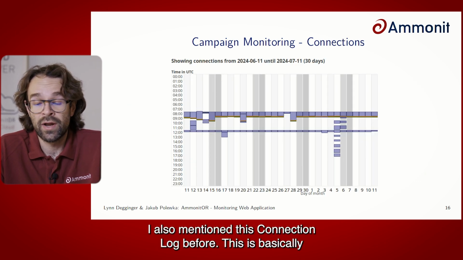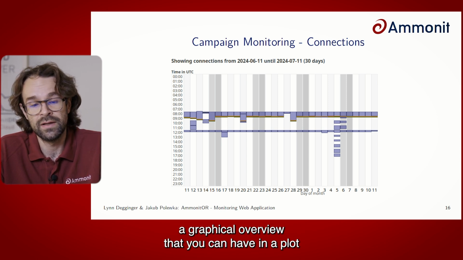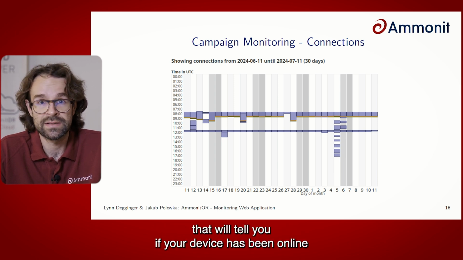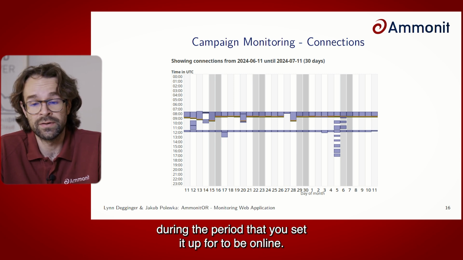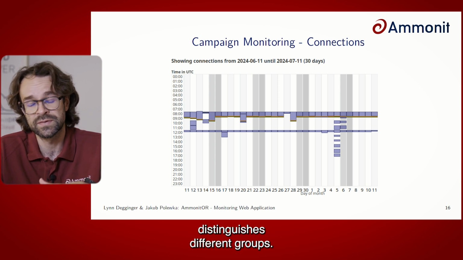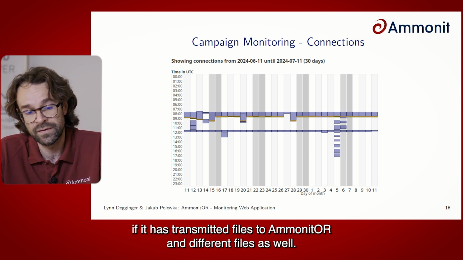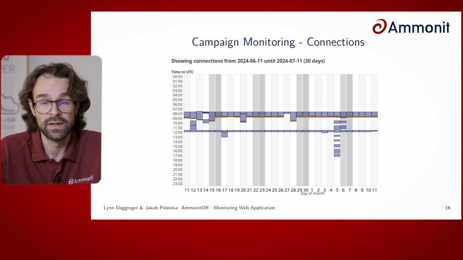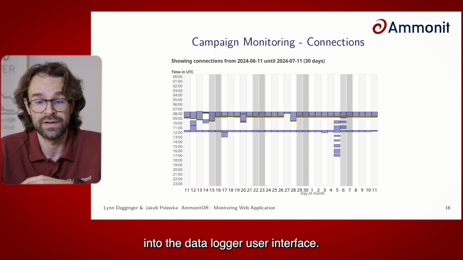I also mentioned the connection log before, and that is a graphical overview in a plot where you will see these kind of blocks like in here. That will tell you if your device has been online during the period that you set it up to be online. But it also distinguishes that into different groups. So it tells you if it was online, and it also tells you if it has transmitted files to AmmonitOR, and different files as well. So you will see exactly the behavior of your device without having to check it manually or log yourself into the data logger user interface.